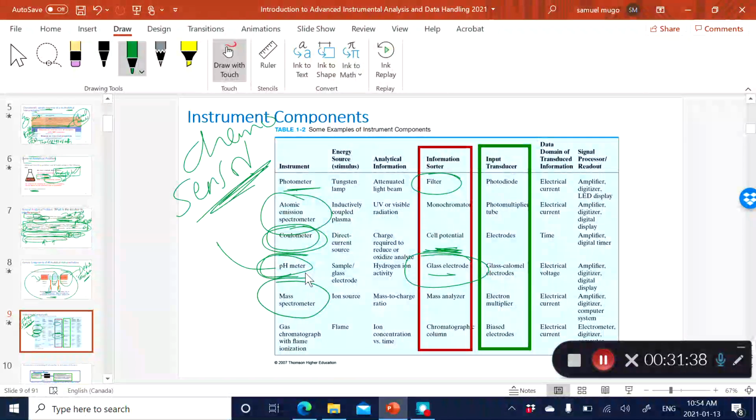If the instrument in question is a mass spectrometer, then the information sorter in that case is a mass analyzer. Remember us talking about QQQ, the triple quad? Remember us talking about the time of flight, the TOF, and I was defining the acronyms.